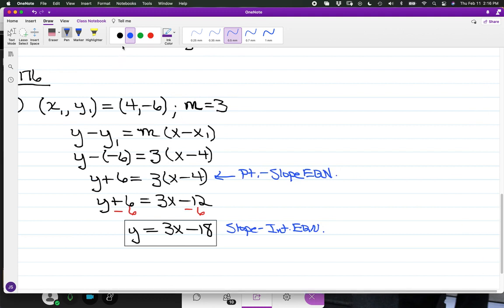Now, in the case of number 12, we're still looking for the slope-intercept equation, and instead of having the slope provided with just one point, we have 2 points through which the line is going to be passing, labeled out. So we have the 2 points through which the line passes: negative 4, 8, and also negative 7, negative 3.